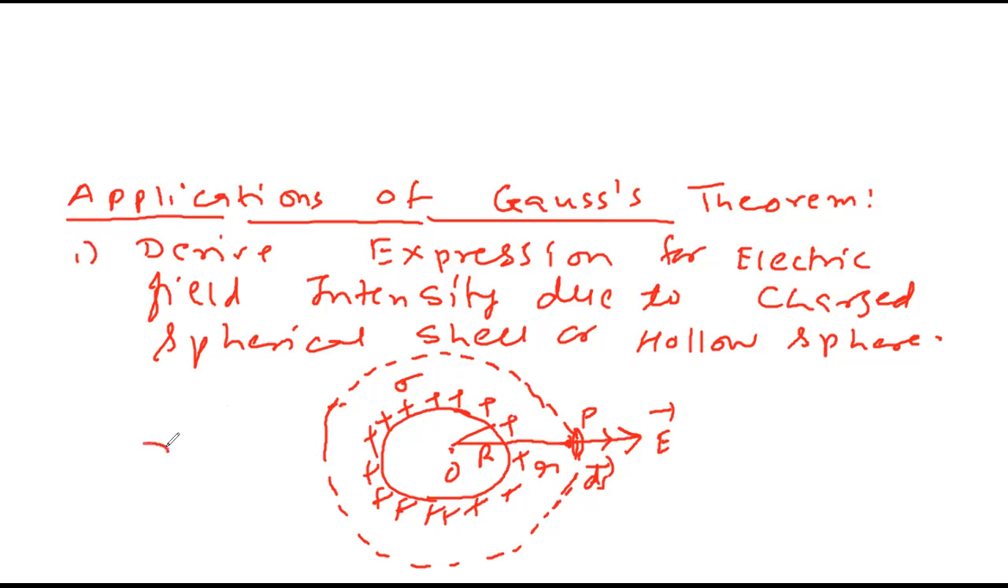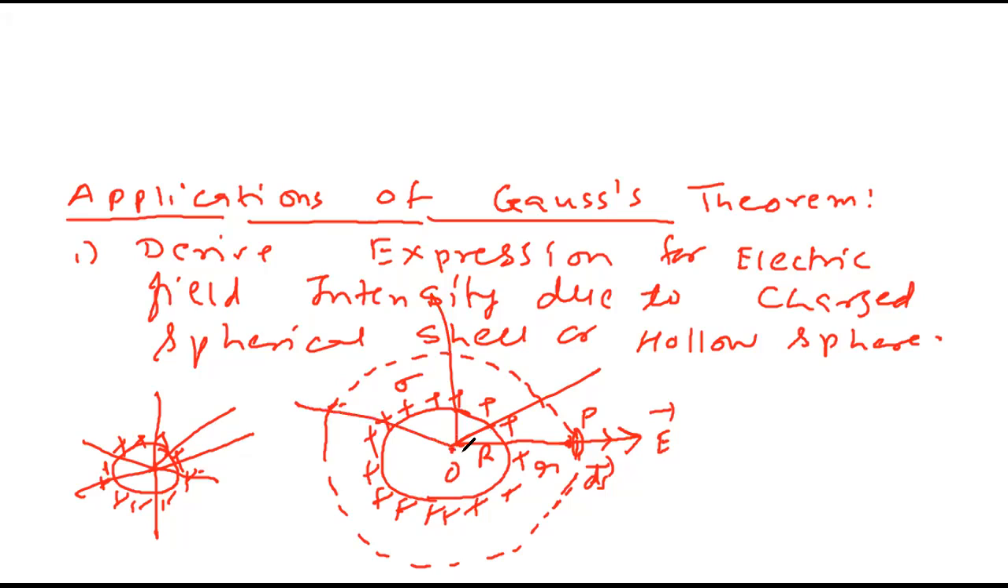Okay. And just be careful, don't draw anything. This is one surface of a hollow sphere where we are depositing positive charge. So for positive charge, intensity is always directed radially outward. And the area vector is also radially outward. Radially outward means it is along the normal.